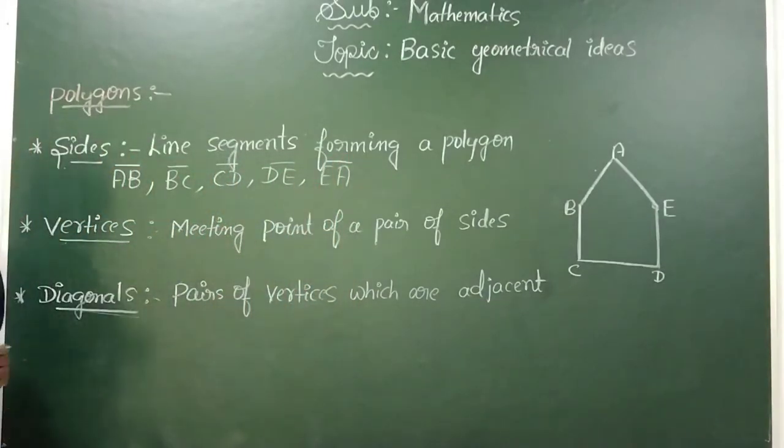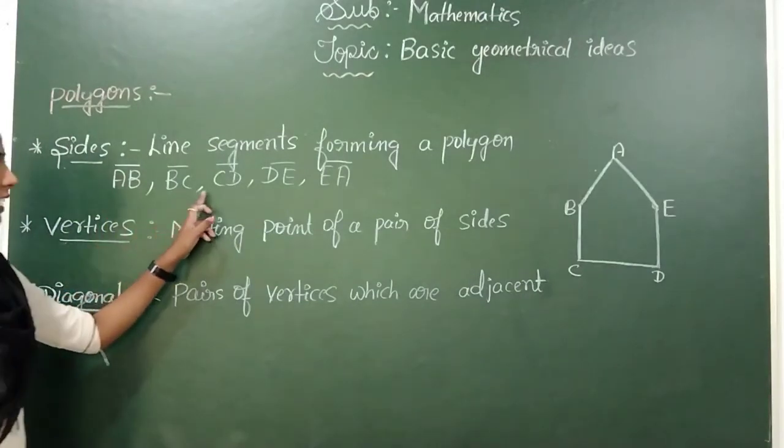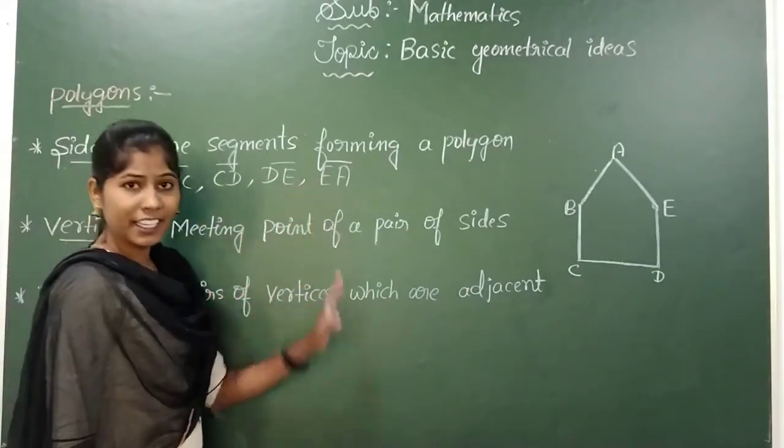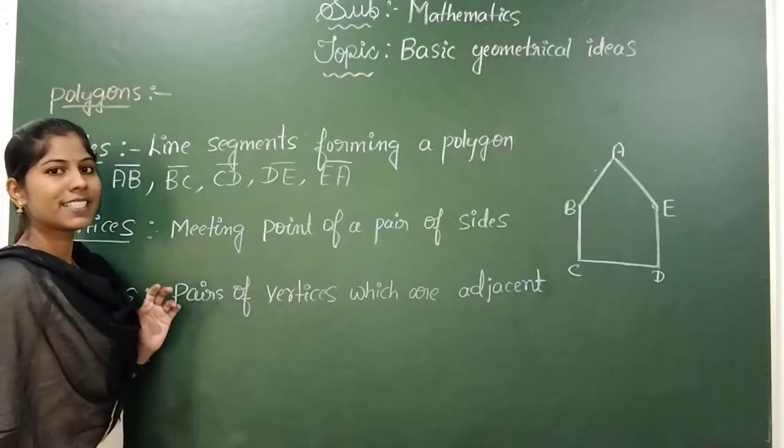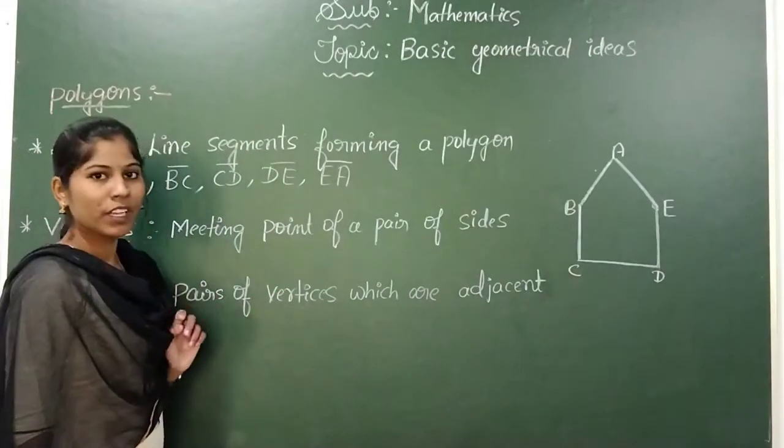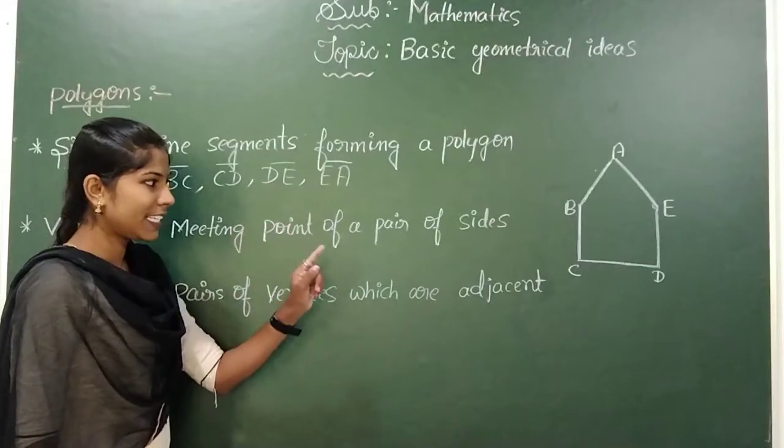Okay, so what are the sides of the polygon? AB, BC, CD, DE and EA. These are all called the sides of a polygon. The polygon name is ABCDE.